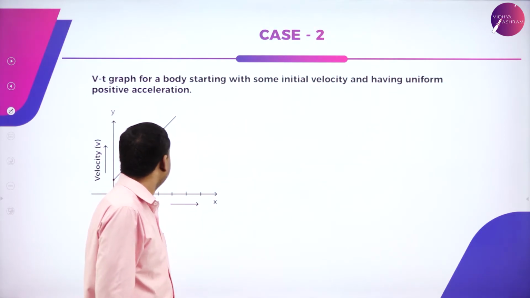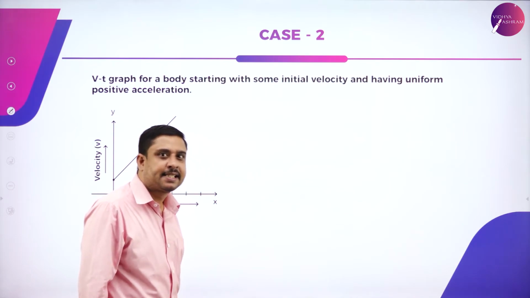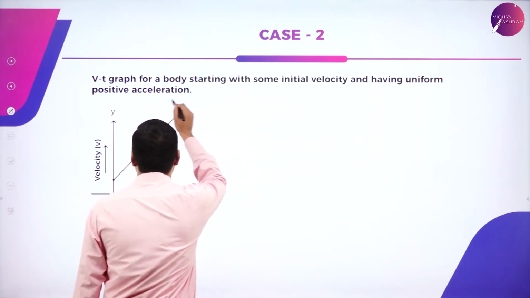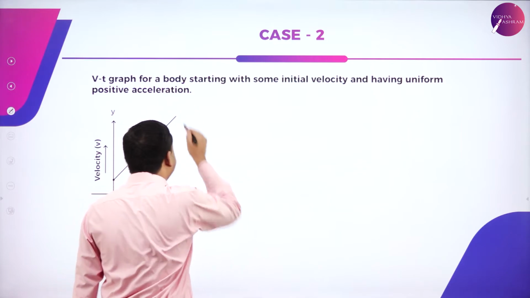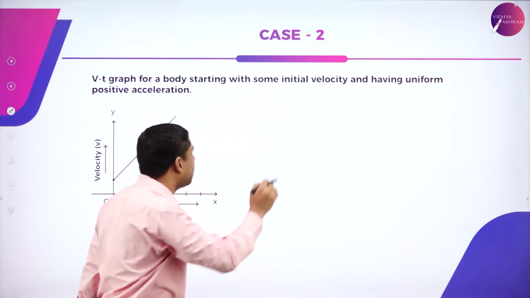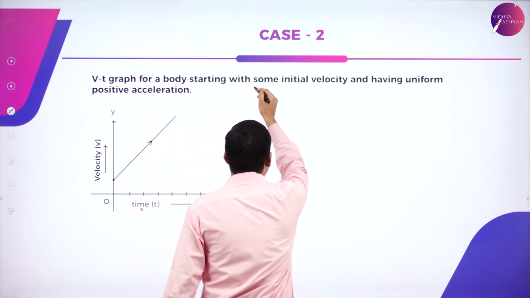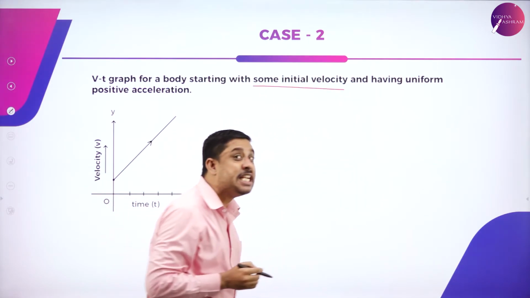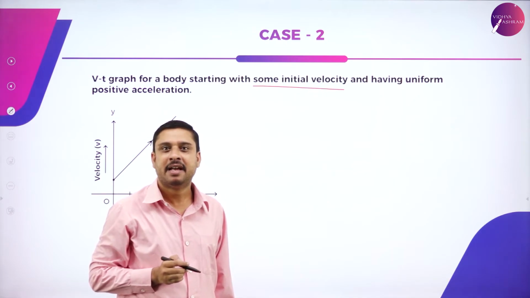Now, the next case: VT graph for a body starting with some initial velocity.